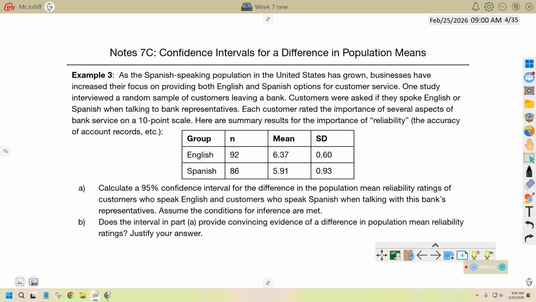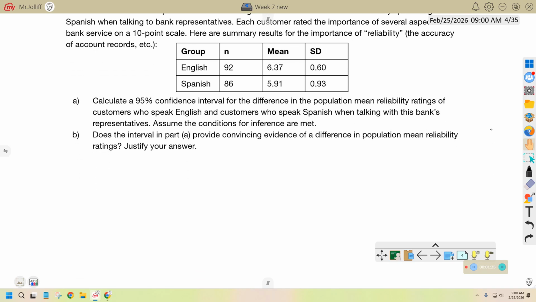So we're going to tackle A first. What is A asking us to do? Confidence interval, very good. And it is a confidence interval for a difference in means, population means. Very good. So I know that I am doing an interval for mu1 minus mu2. I know I need to define both of those.